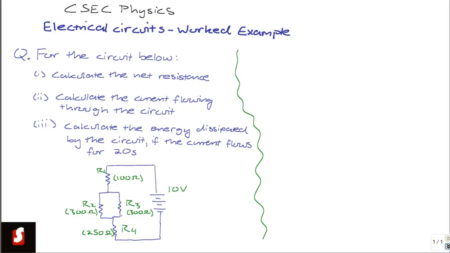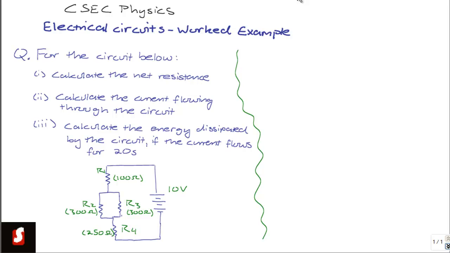So this question asks, for the circuit below, calculate 1. The net resistance of the circuit, 2. Calculate the current flowing through the circuit, and 3. Calculate the energy dissipated by the circuit, or used by the circuit, if the current flows for 20 seconds. So the first part asks us to calculate the net resistance.